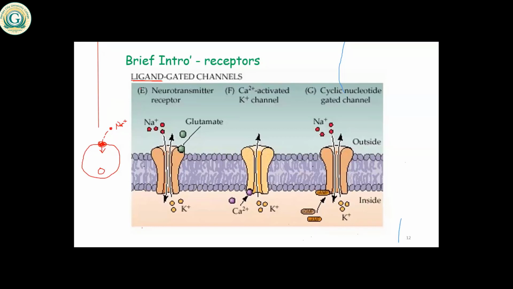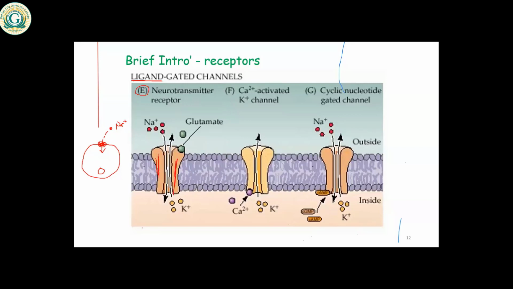Now let's focus on this diagram, figure E, and let's try to see if we can use it to understand what we are saying. This is an example of a ligand-gated ion channel. What is the channel that we are talking about? This is the channel, this protein that you see here. That's the channel. There is one part, that is one part.